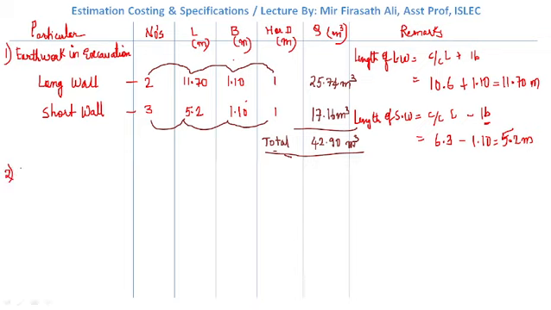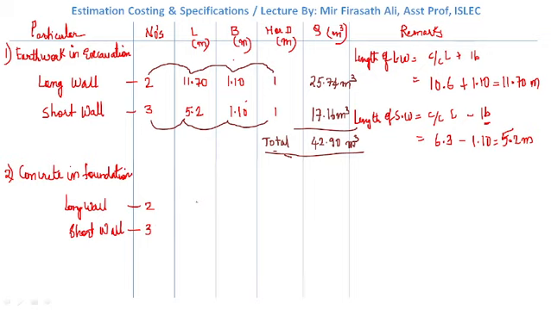Second is to determine the quantity of concrete in foundation. Concrete in foundation is nothing but our PCC. We also call it a PCC. Similarly, long wall, and we have short wall. The number of long walls is 2, the number of short walls is 3. We have 2 long walls and 3 short walls.